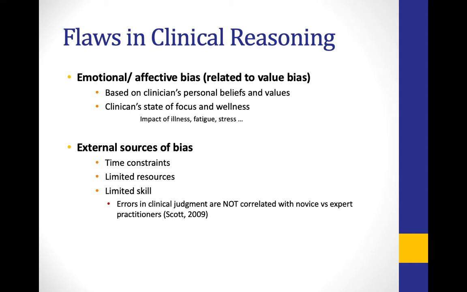Emotional or affective bias is similar to value bias, except that the preferences of the PT or clinician aren't necessarily based on objective research data, but rather on the PT's emotional state or mood. For instance, choosing a certain intervention because you are tired or stressed. External sources of bias that can interfere with evidence-based practice include time constraints, limited resources, and limited skill of the practitioner.